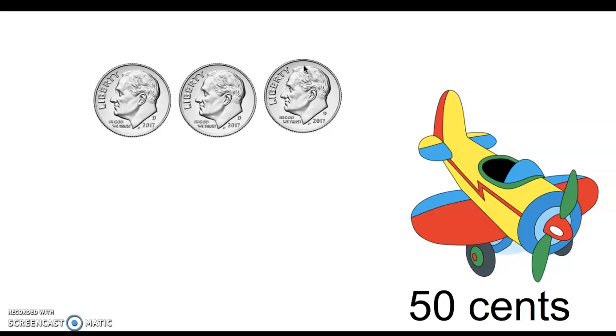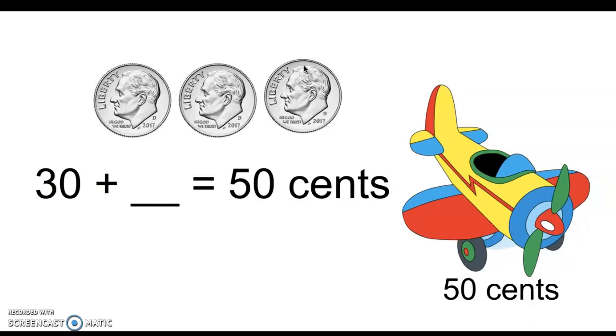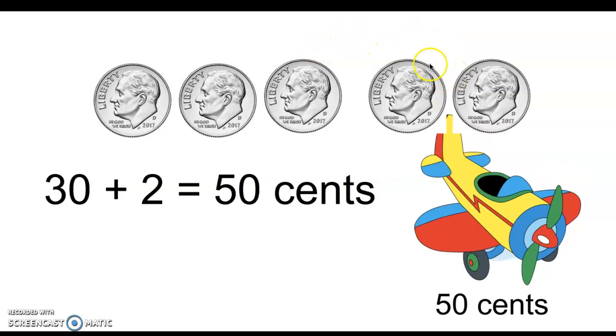How many more dimes would I need? So I can think of it as 30 plus what will give me 50 cents. I can count on to do this. If I have 10, 20, 30, how many more do I need? So if this is 30, I need 40, 50. 40, 50. How many more dimes do I need? I need 2 more dimes.